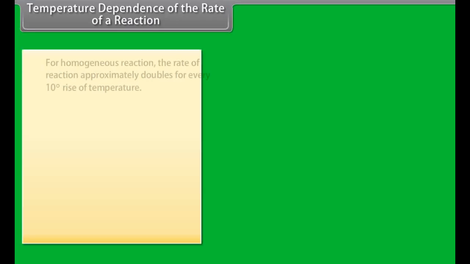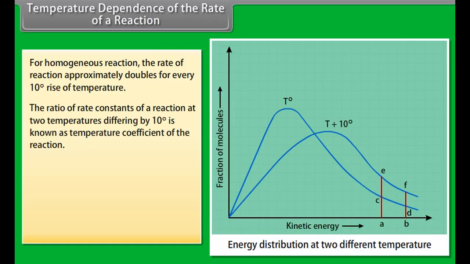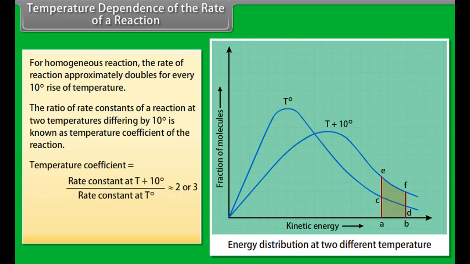Temperature dependence of the rate of a reaction. For homogeneous reaction, the rate of reaction approximately doubles for every 10-degree rise of temperature. The ratio of rate constants of a reaction at two temperatures differing by 10 degrees is known as the temperature coefficient of the reaction. The value of temperature coefficient for most of the reactions is close to 2 and in some cases it approaches 3. When the temperature is increased by T plus 10 degrees, the curve flattens.